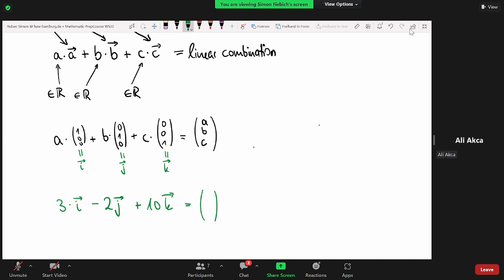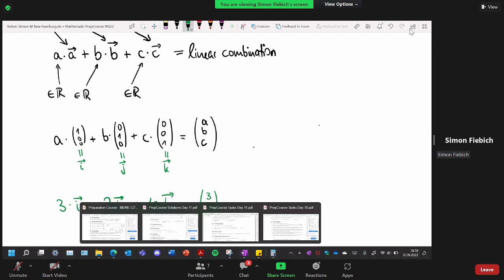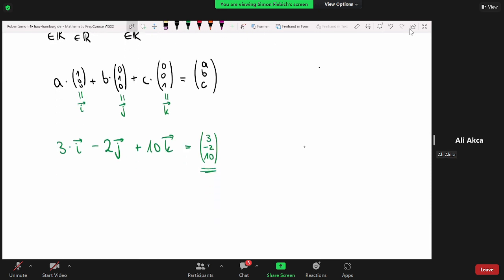Then (3, -2, 10). Correct. So this would be the first vector, and the other vector is filled up with the same pattern. The other one would then be 4i plus j minus k. And this would consequently be which vector? (4, 1, -1). Right. And what would be the scalar product of these?